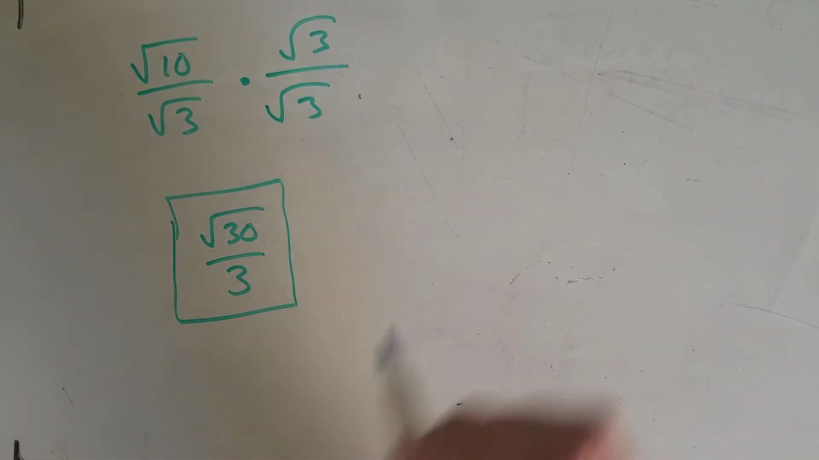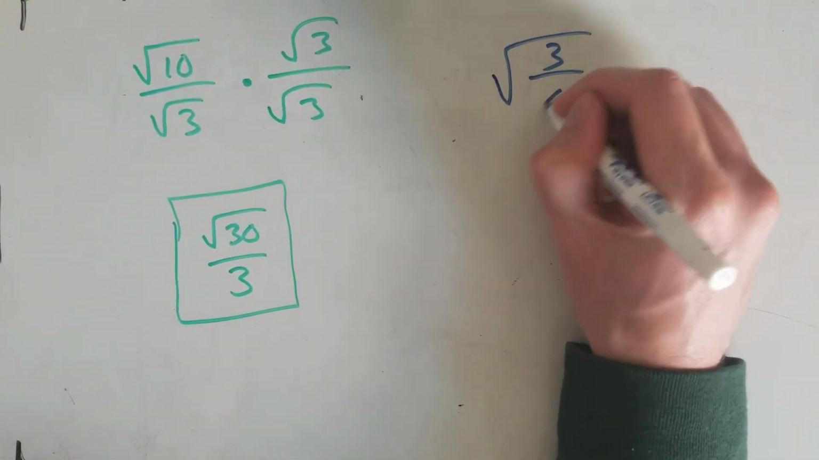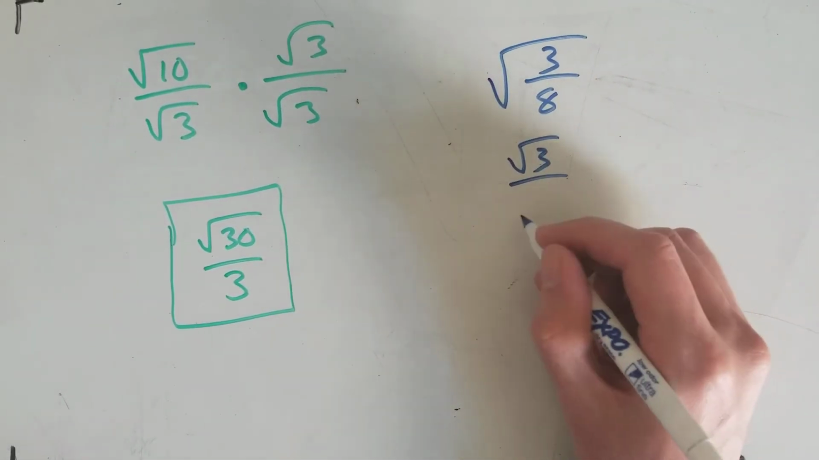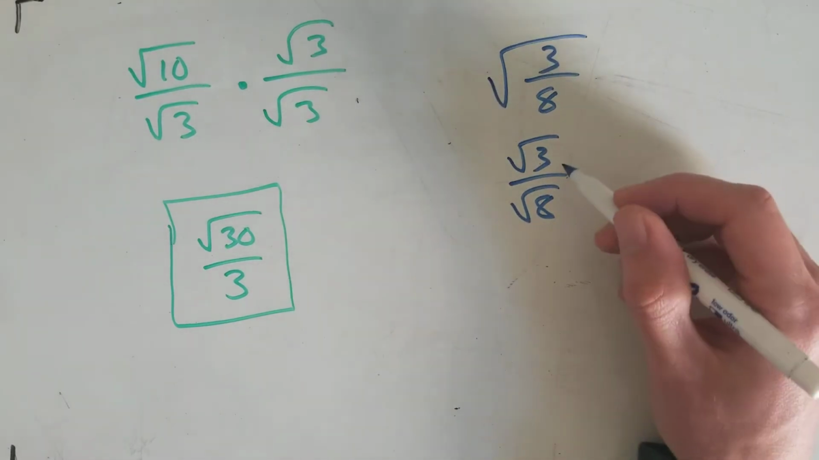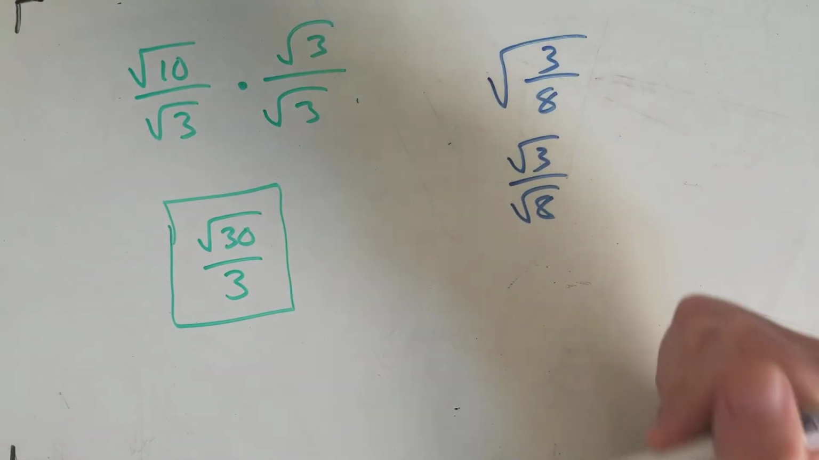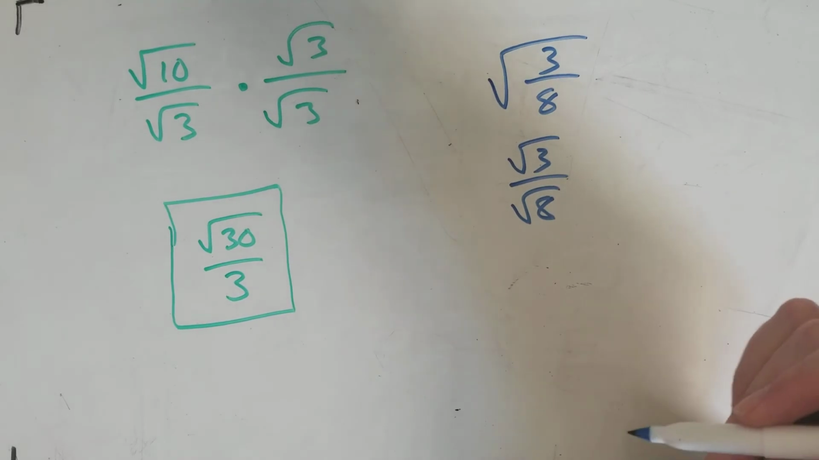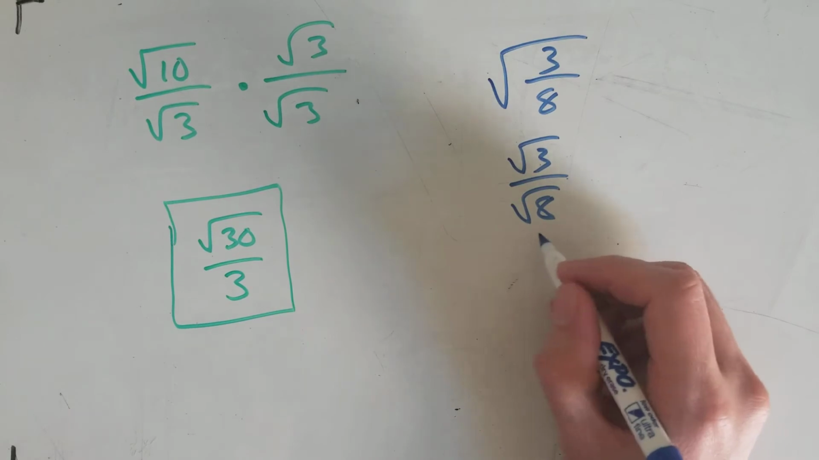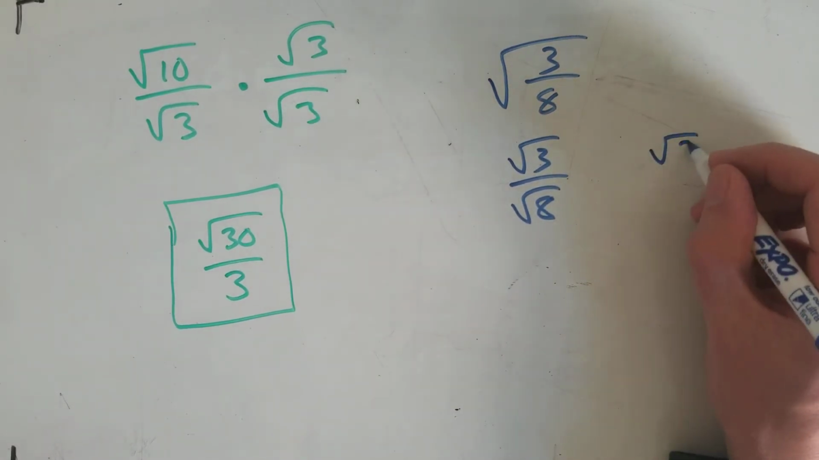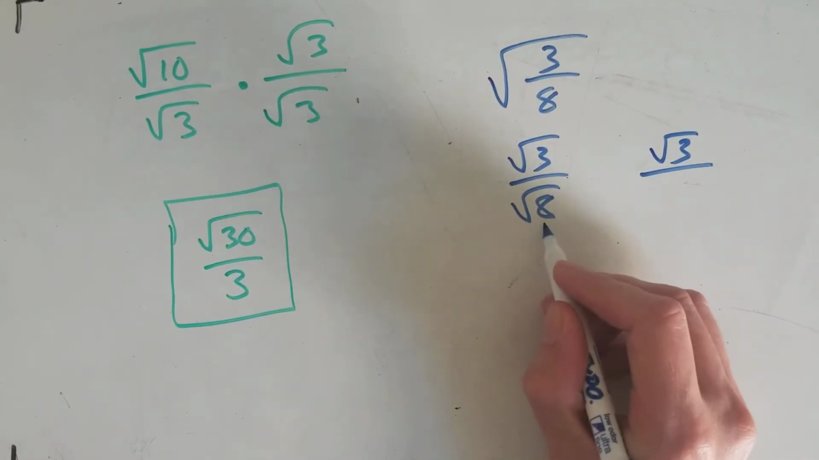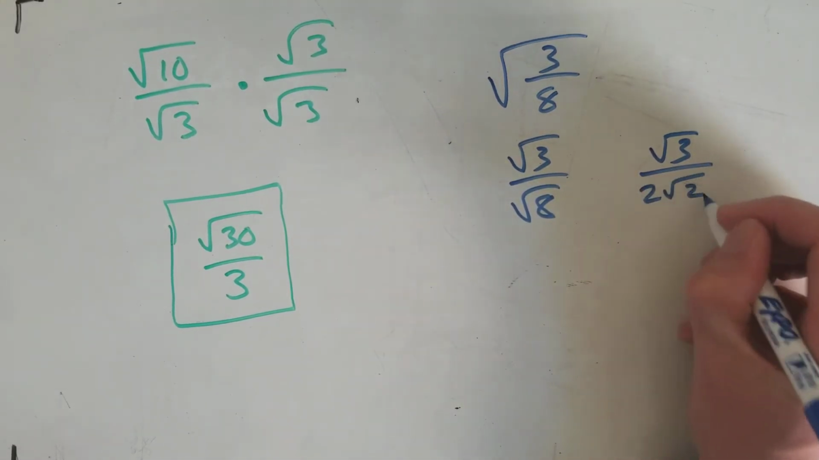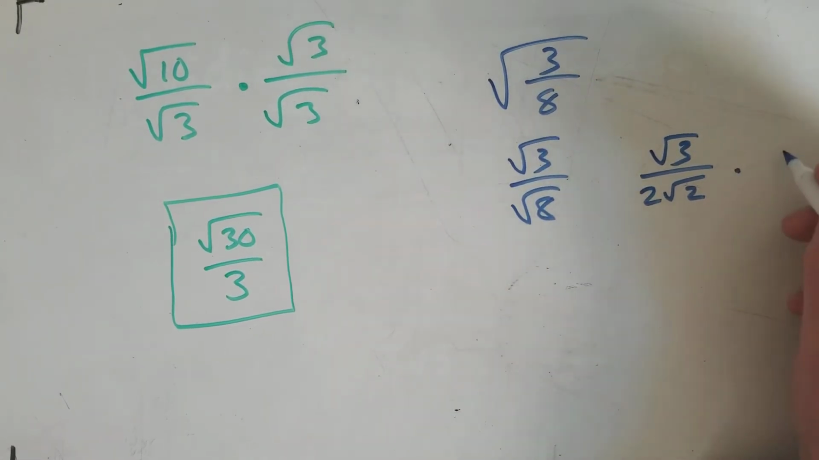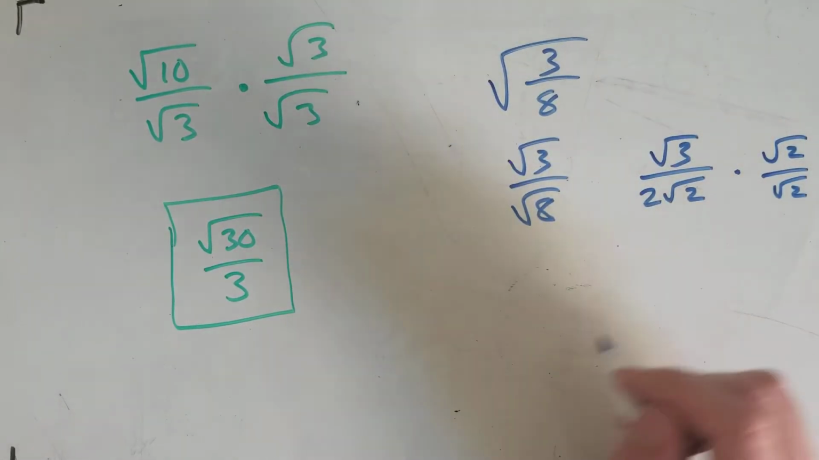All right, our next one, we have the square root of 3/8. So first off, we need to get the fraction out of the radical. So we'll have the square root of 3 over the square root of 8. Now there's a couple things you can do here. I'm going to go ahead and simplify first. I prefer to simplify first. So we'll have square root of 3 over, down here you could simplify and you'll end up with 2 root 2. And then I'm going to go ahead and multiply the top and the bottom by root 2.